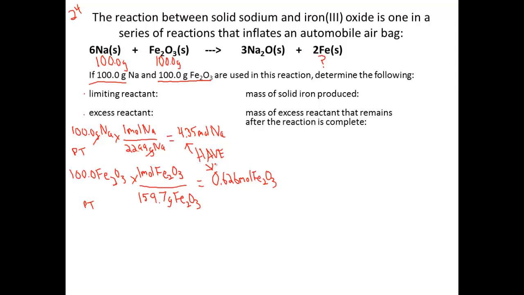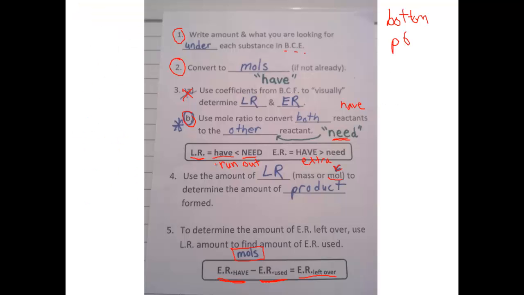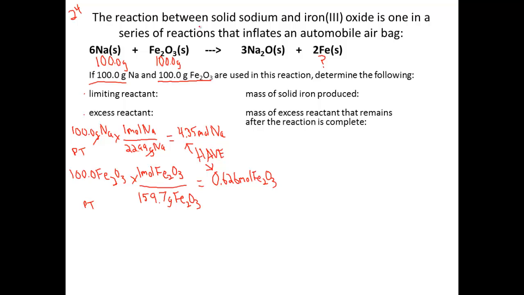So what we need to do is find out how much we need of each one. So at this time, we're going to use the mole to mole ratio to convert both reactants to the other reactant. And that's going to be what we call what we need. So looking at our BCE, 6 moles of sodium to 1 mole of iron 3 oxide produces 3 moles of sodium oxide and 2 moles of iron.